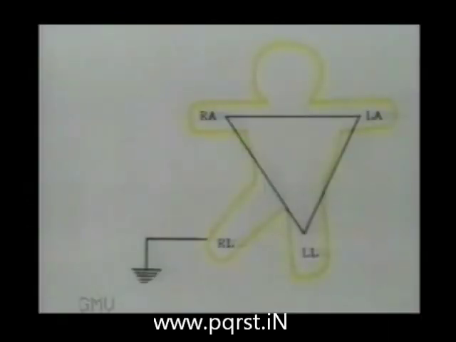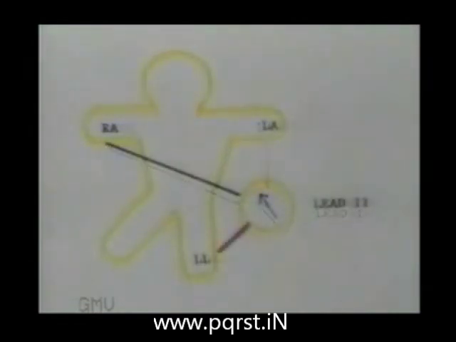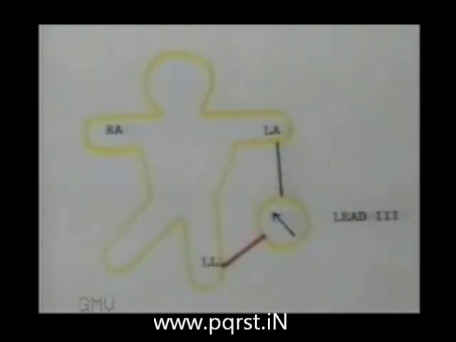So in effect, we have 3 active electrodes whose combinations will give us 6 leads. 3 bipolar leads, 1, 2 and 3, and 3 unipolar leads, AVR, AVL and AVF. Leads 1, 2 and 3 are bipolar leads and they record the electric potential difference between two extremities at a time. Lead 1, as you can see, records the potential difference between left arm and right arm. Lead 2 records the potential difference between left leg and right arm. And lead 3 records the potential difference between left leg and left arm.